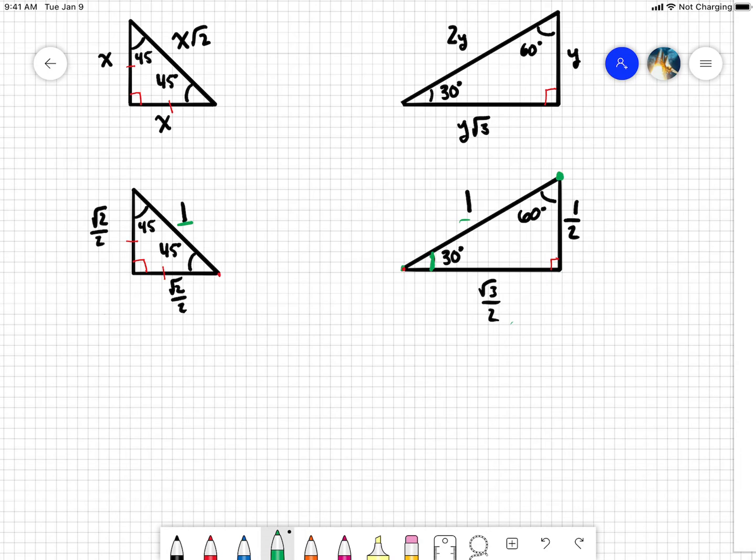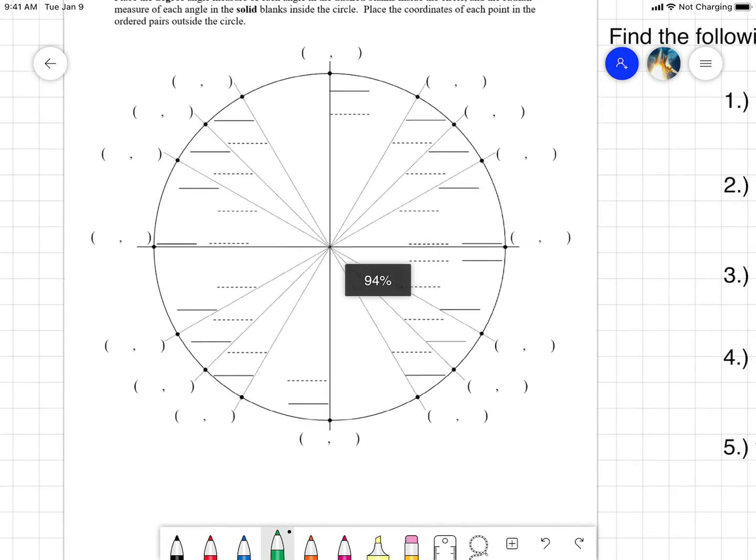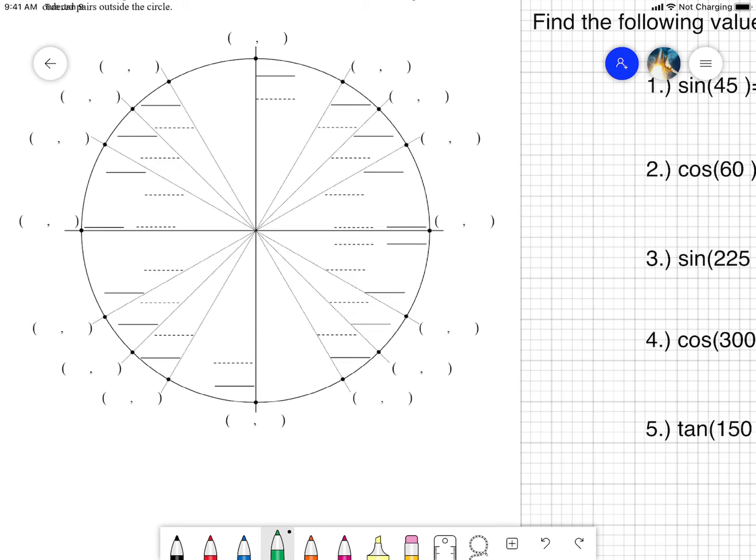All right, and how that helps us is we're actually going to take these triangles and embed them on the unit circle, okay? So, how this is going to work is this is where we're always going to start. All right, every single time, okay? So if this is a circle with radius 1, then the distance from here to this point is 1. And since it's along the x-axis, this coordinate right here would be 1, 0.